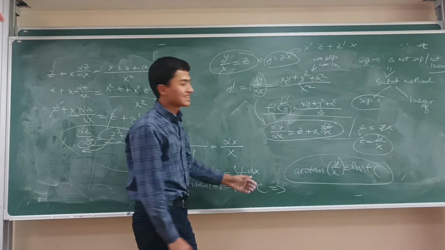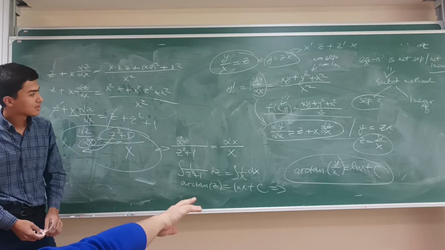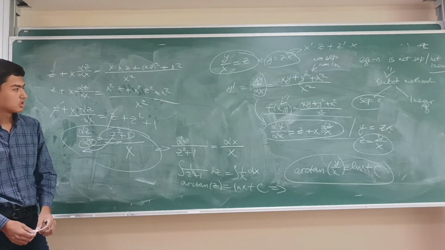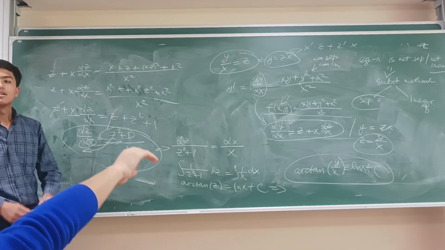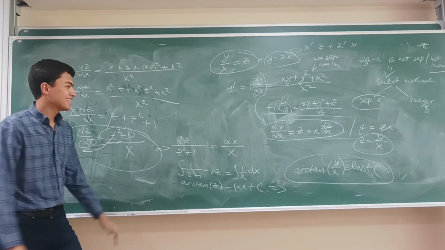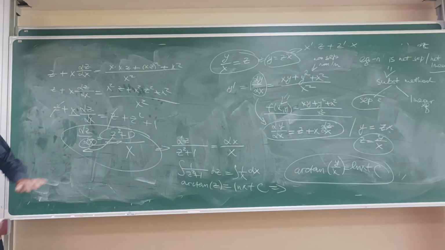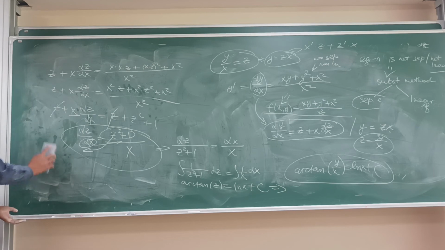So, one thing: anytime, dy over dx will be equal to z plus x dz over dx. Of course, you can just memorize it, but I'm going to write everything step by step here.